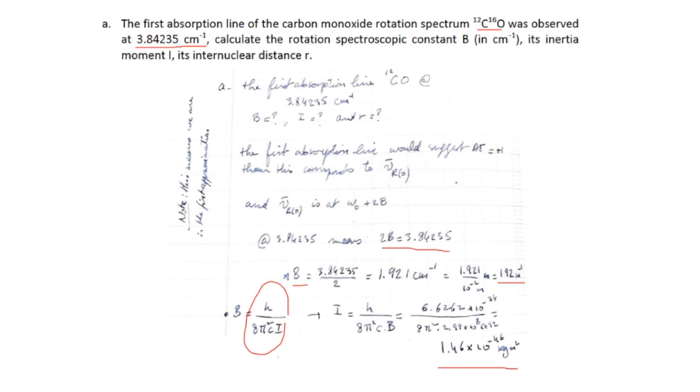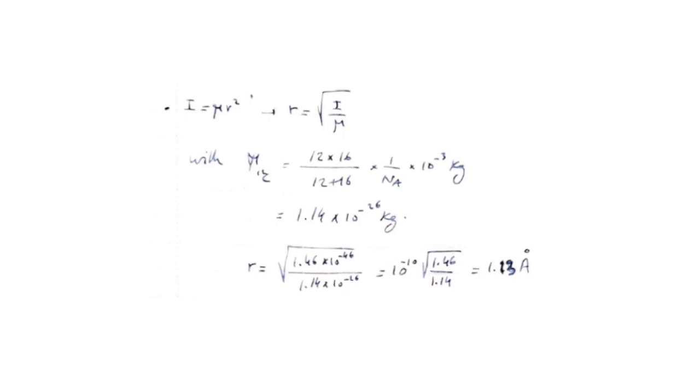Okay, don't forget that. Now, internuclear distance, I equals μr². Usual thing, you have everything for C12 O16. You put it in, don't forget the Avogadro number, and don't forget to transform it to kilograms, because the numbers are in kilogram per mole, and then you get R around 1.13 angstrom. Now, it's so easy, it has been redundant so far.